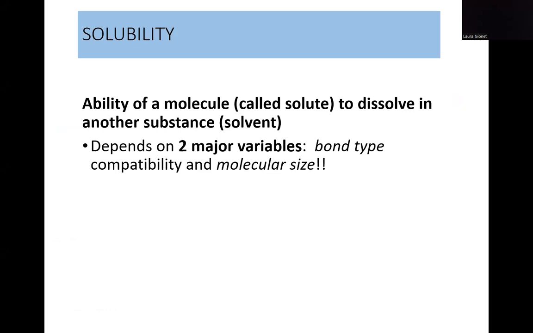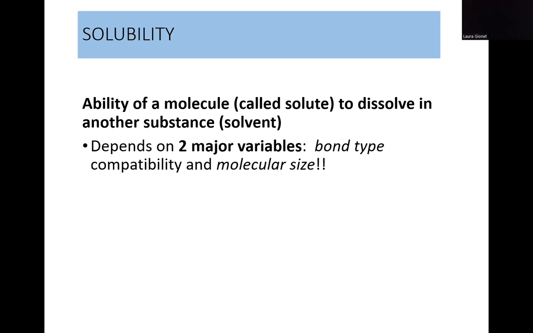In the human body, our primary solvent is going to be water. Solubility depends on two major variables: the degree of solubility of one substance, like a solute, in a solvent is based on bond type compatibility and molecular size. So, in chemistry, we say like dissolves in like. This comes down to whether something is ionic, where it has a positive or negative charge, like an anion or cation, or polar covalently bonded, which means these molecules are going to have positive and negative ends to them.